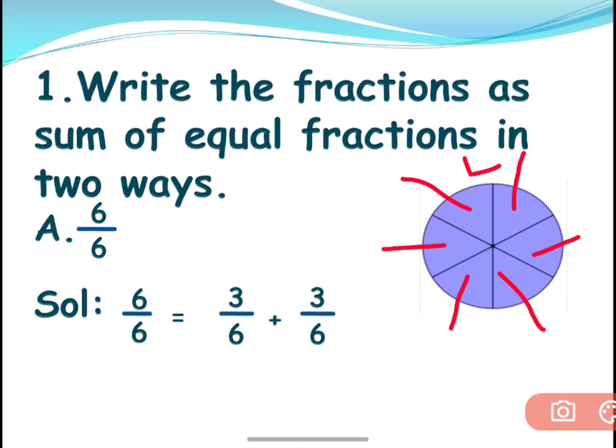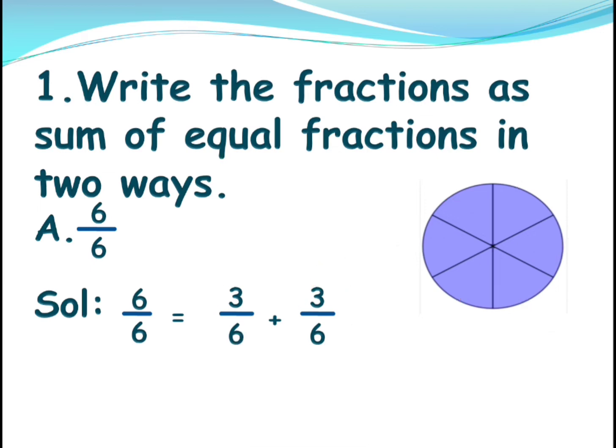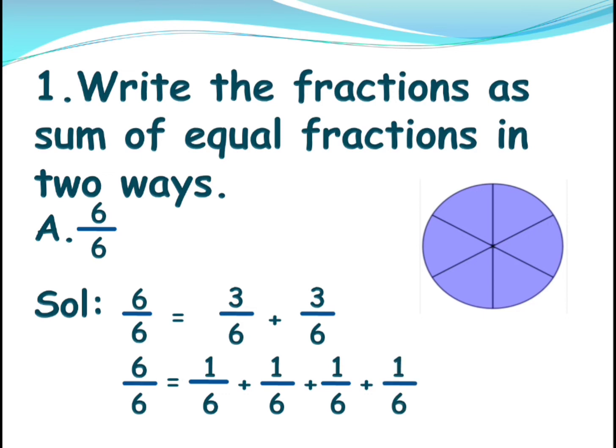Here we have 3 by 6 and 3 by 6. Here next you can write 1 by 6 plus 1 by 6 plus 1 by 6, 6 times. That will be equal to 6 by 6, isn't it children? So we can simply take each part as 1 and we can do the addition, isn't it? So 6 by 6 will be equal to 1 by 6 plus 1 by 6 plus 1 by 6 plus 1 by 6. 4 parts we have finished, no? So here 1 plus 1 is 2, 2 plus 2, 2 plus 1 is 3, 3 plus 1 is 4. So 4 we have finished.